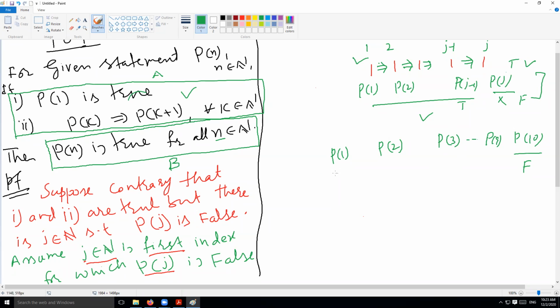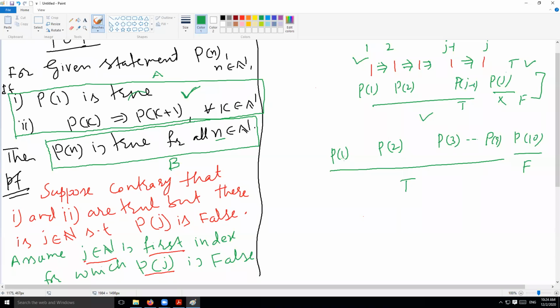So now tell me, when I'm saying that the 10th statement is the first statement which is false, what can you say about all these 9 statements? They are true. So the first statement is true, the second is true, the 9th is also true. And now I'm saying that part 2 of the given statement is also true. Part 2 being true means that statement 1 implies 2, statement 2 implies 3, statement 3 implies 4.